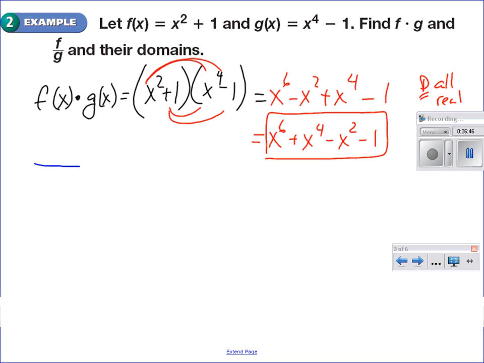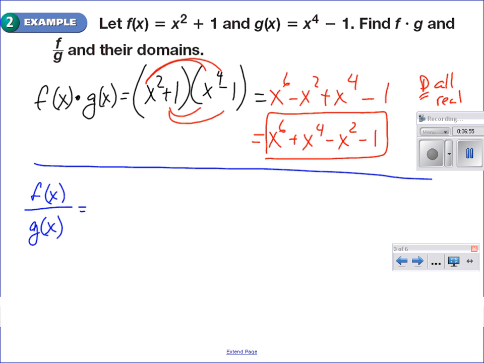All right, now let's go ahead and do division. So f of x divided by g of x. And now we've got something a little bit more fun here. We've got x squared plus 1 over x to the fourth minus 1. Now I have to look at the bottom, and you have to recognize at this point, we're expecting you to recognize that as a difference of squares.